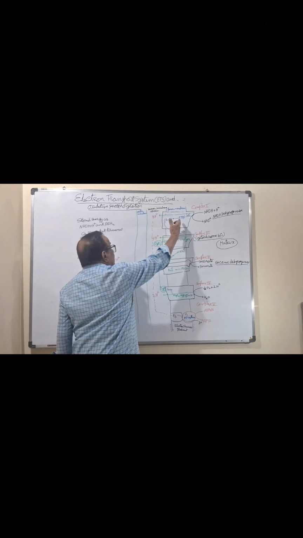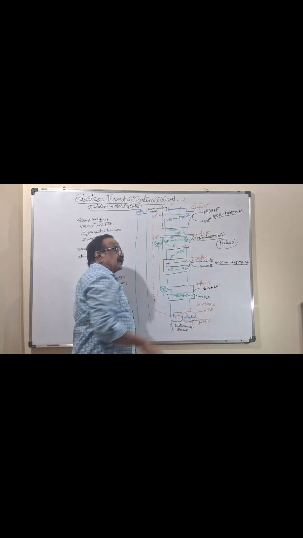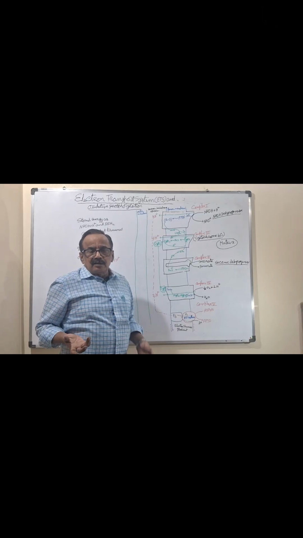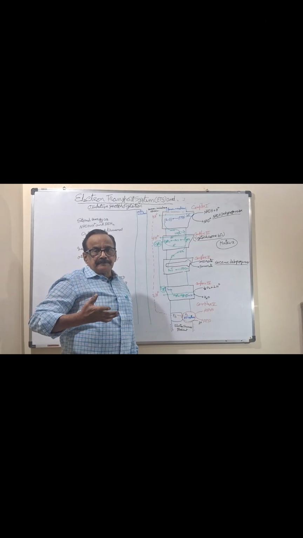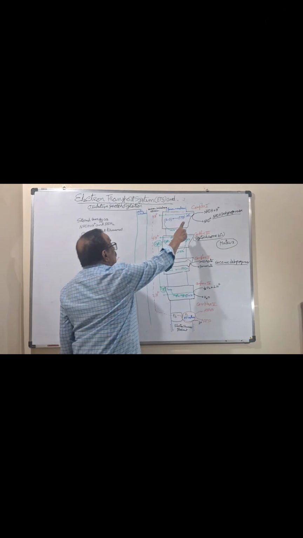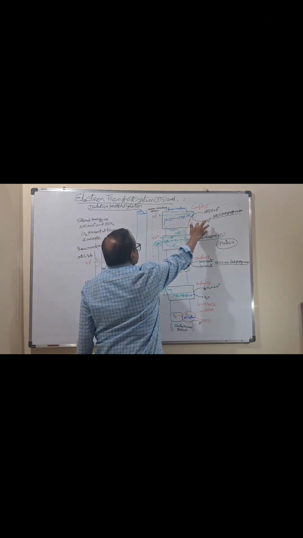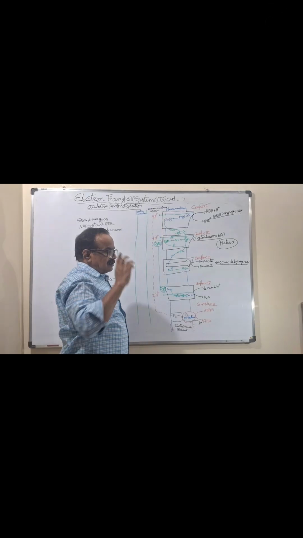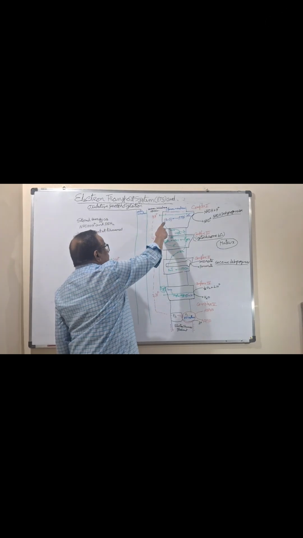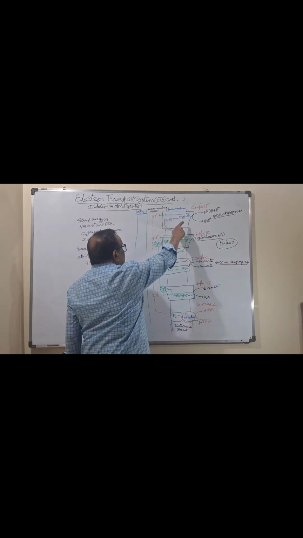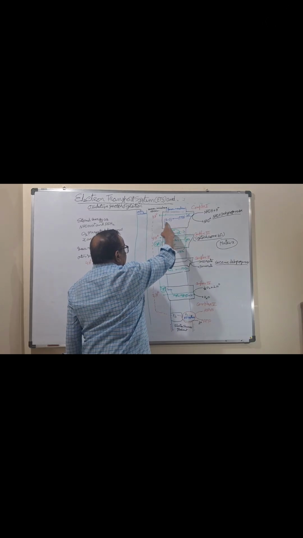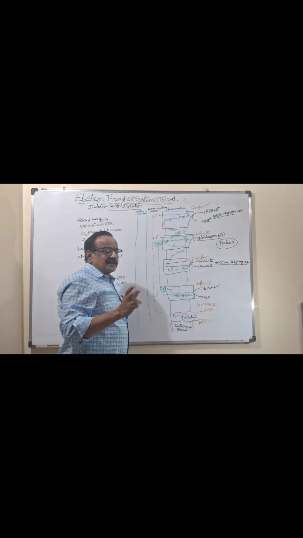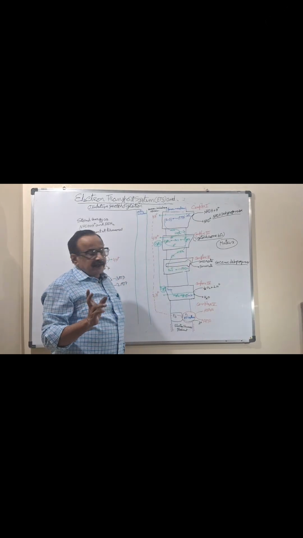Whenever it is passing the electrons, the hydrogen is split into electron and proton. So it will have high energy. That energy will be used for the pumping of 4 protons from the matrix to the inner membrane space. This is the important point. Next, after the electrons reach complex number 1, the iron sulfur complex will send the electrons to the ubiquinone, which is present in the inner membrane.